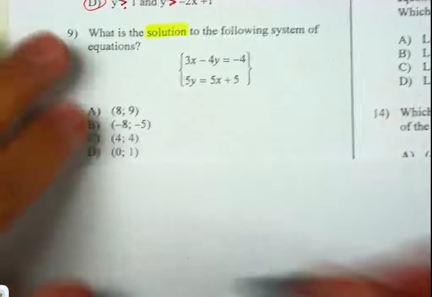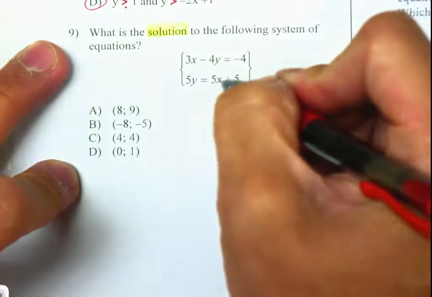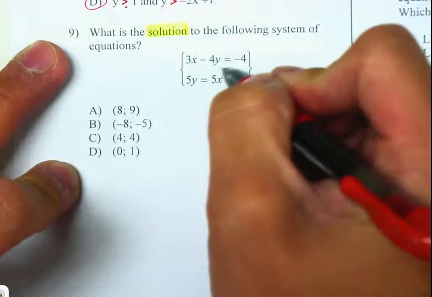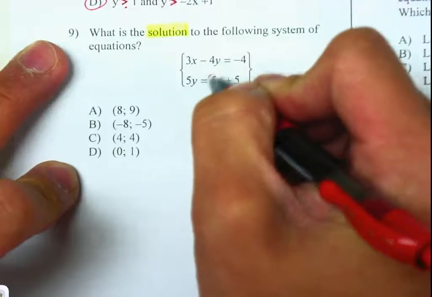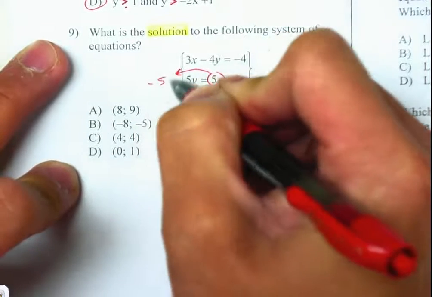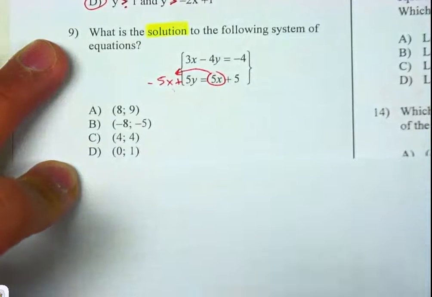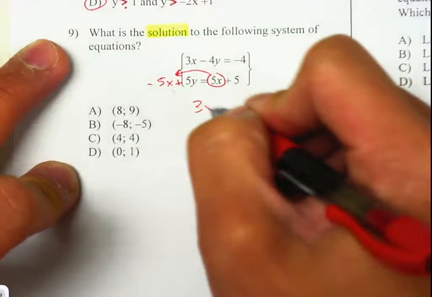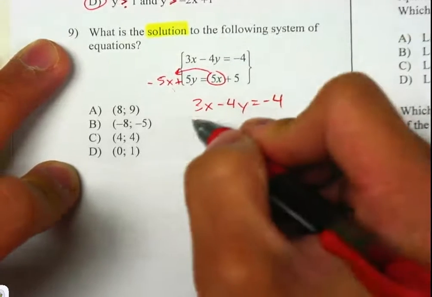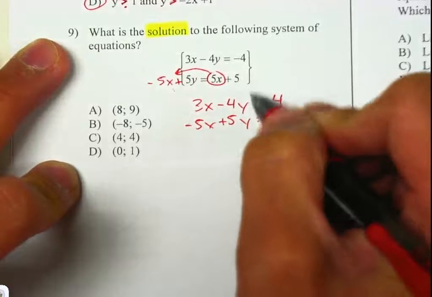So in order to solve this, I'm going to use the elimination method. I need to have my x's, y's, equal signs, and numbers lined up. So notice they are not lined up. Here I have the x and y on the same side, so I'll just move this over to the other side, making it a negative 5x. And this is still positive 5y. So restacking this, now I have 3x minus 4y equals negative 4. Here I have minus 5x plus 5y is equal to 5.